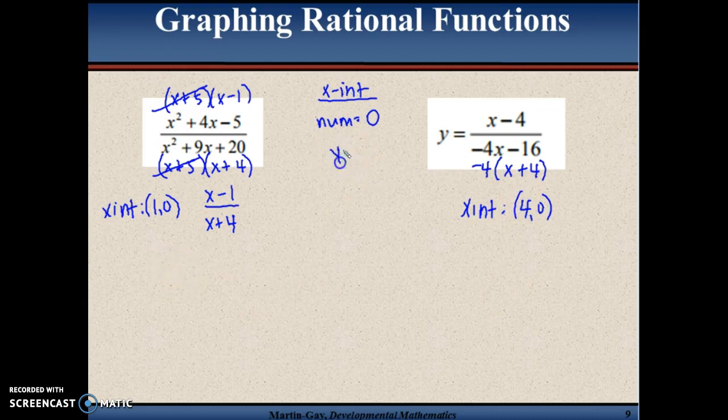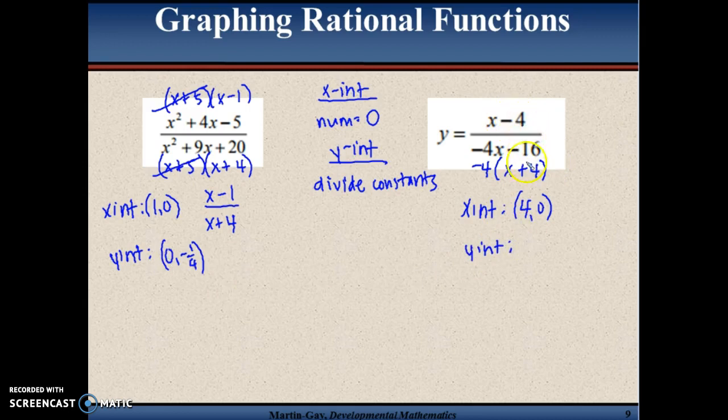To find the y-intercept, we're going to plug in 0 for x. And when we do that, we end up looking at our constants. So whatever our constants are, because anything that has an x in it will go away, because anything times 0 is 0. So we divide our constants. So for this one, my y-intercept ends up being negative 1 over 4. So 0, negative 1/4.